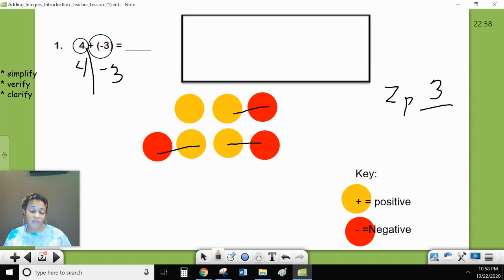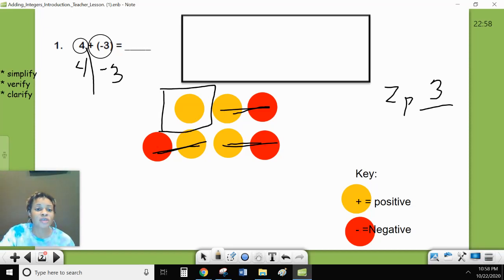So once you identify your 0 pairs, you want to remove them because remember, now they just represent 0. Okay? So remove the 0 pairs. And if I remove everything that I put an X through or a line through, what do I have left? Hopefully you see the only thing I have left is 1, a positive 1. So 4 combined with the opposite of 3 would give me a positive 1 as my answer. That's the answer to this problem.